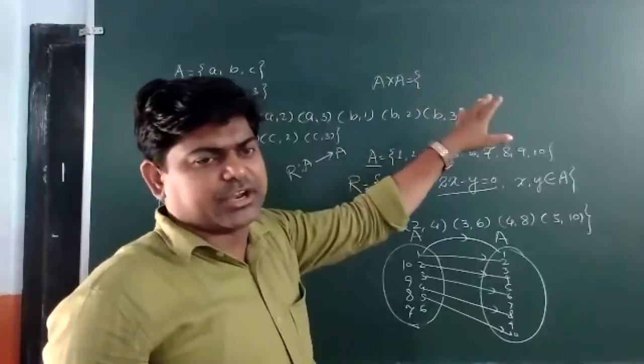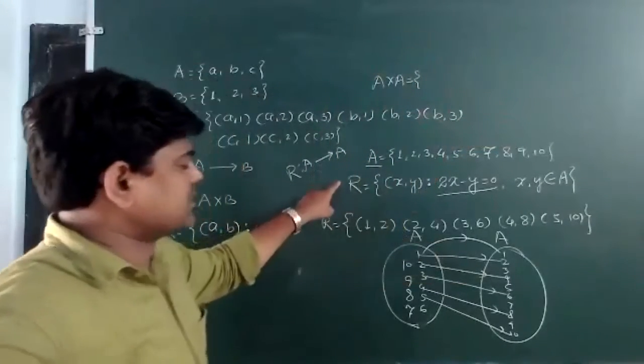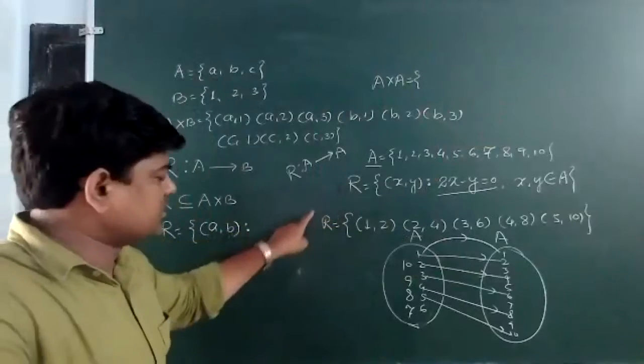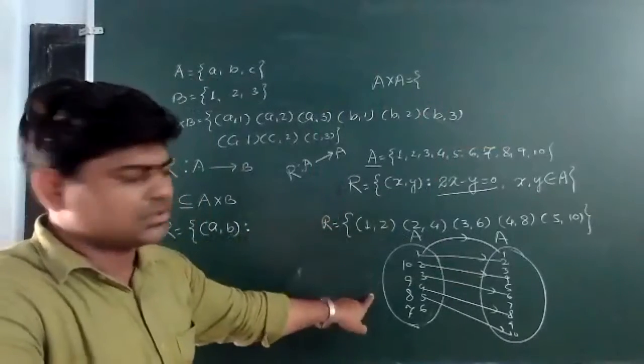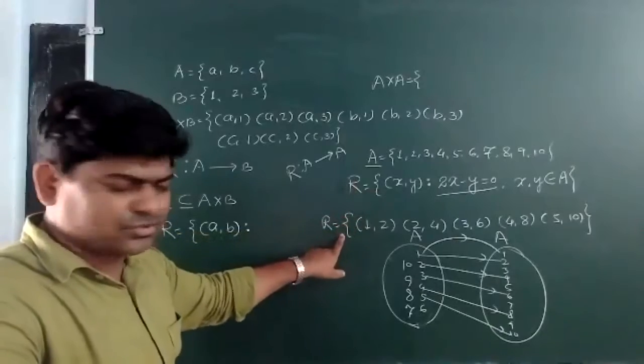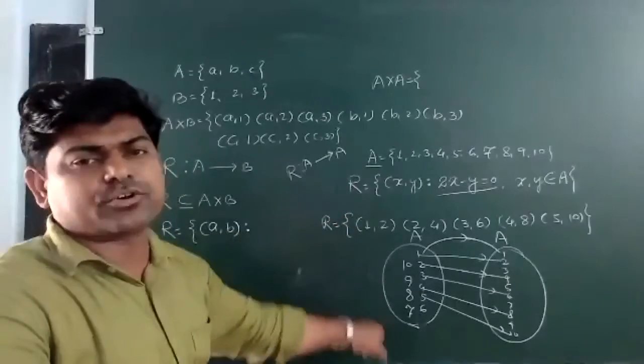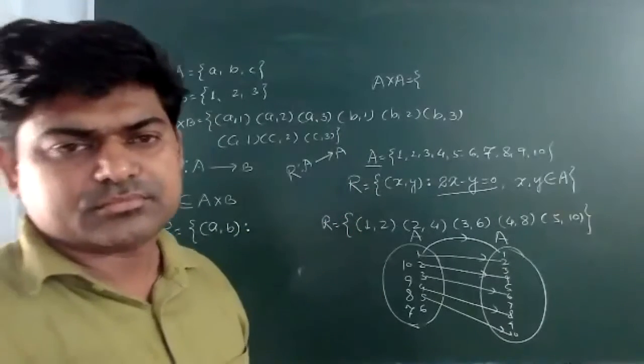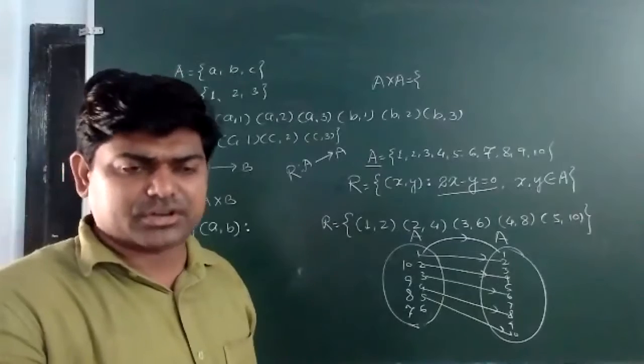And I have represented this relation. This is the relation, this is the relation, and this is the relation. This is the representation of a relation in set builder form, this is in roster form, and this is called the arrow diagram. These are the three ways to represent a relation.